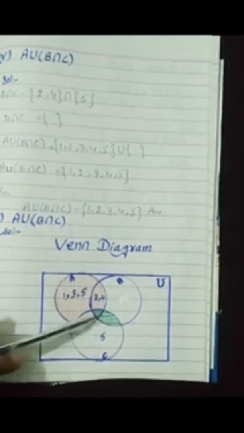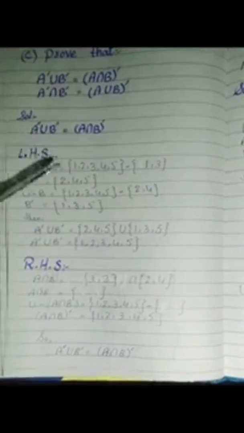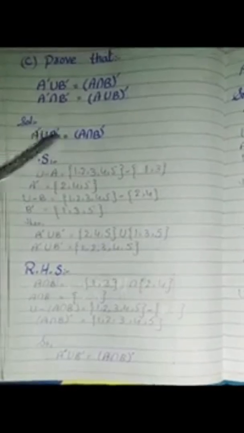Question number 8, next part we have C part, which is A complement union B complement is equal to A intersection B complement. And the next we have A complement intersection B complement is equal to A union B complement. We solve the left hand side, which is A complement union B complement.